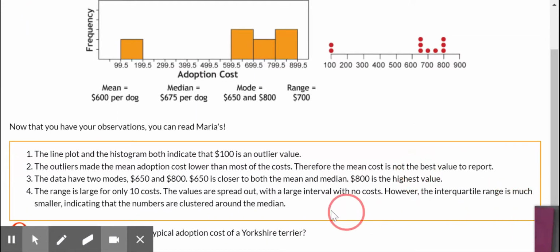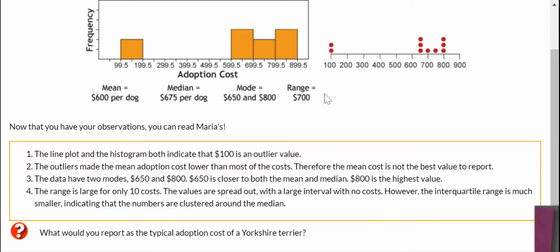The things that Maria had noticed is that the line plot and histogram both indicate that $100 is an outlier value, which we can see here. The outliers made the mean adoption cost lower, and that's because this data is skewed left. And the data has two modes, 650 and 800. 650 is closer to the mean and median, and 800 is the highest value.